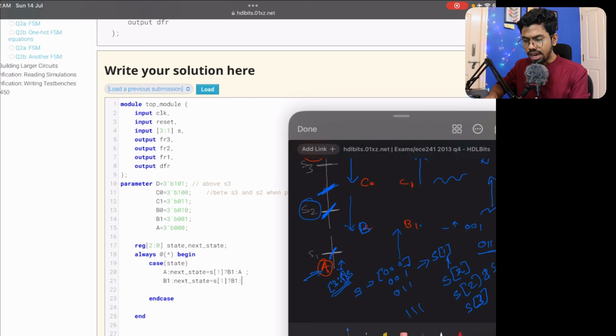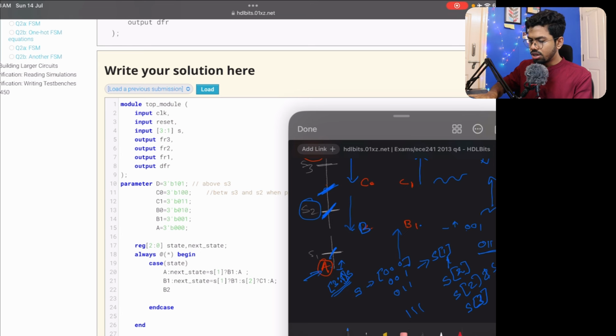Else, which input can I get? I can also get S2. If I receive S2, implying I am again going from down to up, my state would be B2. Or else, what else can I get? I can get S0, where all the 3 sensors are down, implying I'll get back to my A.